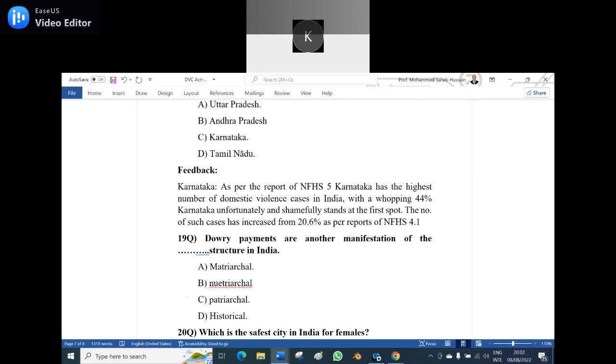Option D, historical. Wrong. Option B. Generally, it is a patriarchal society. Patriarchal society, C is the right answer.